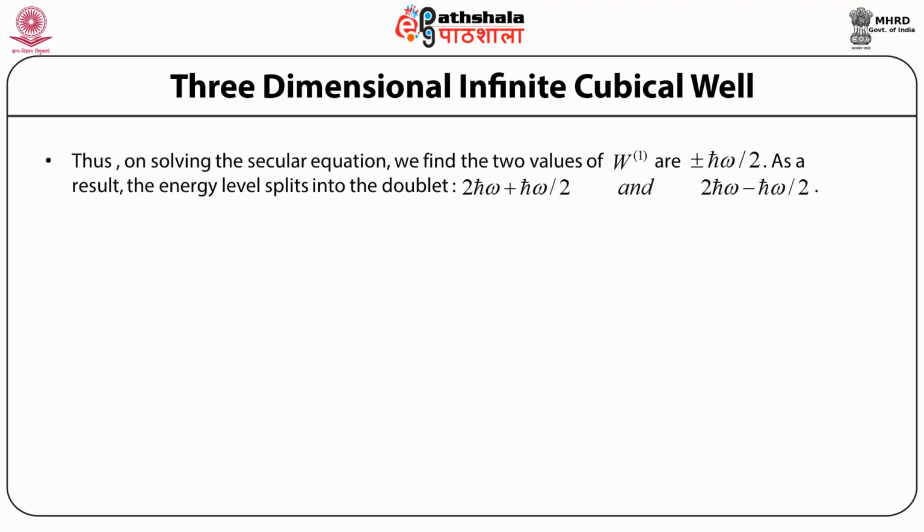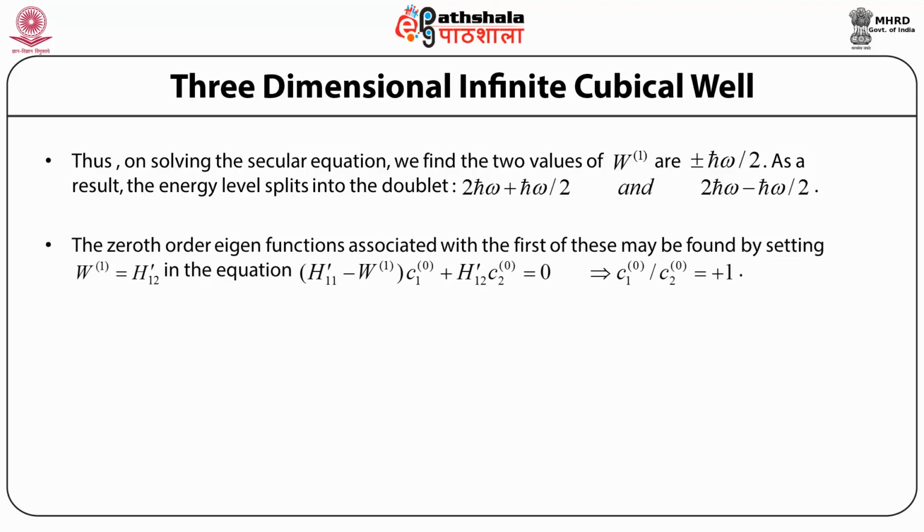Thus, on solving the secular equation, we find the two values of W1 are plus h bar omega by 2 and minus h bar omega by 2. As a result, the energy level splits into the doublet 2h bar omega plus h bar omega by 2 and 2h bar omega minus h bar omega by 2.